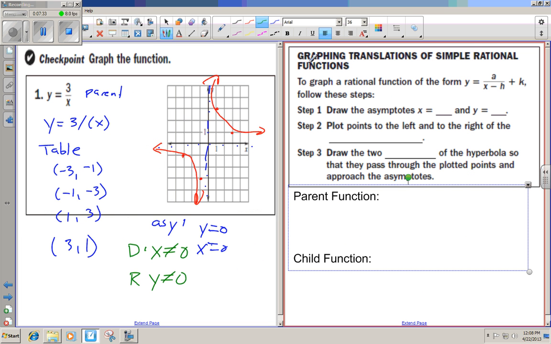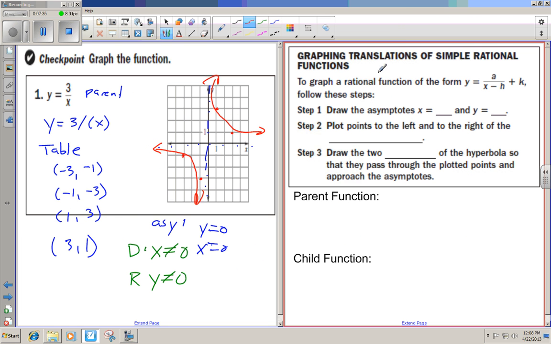Now, here we are with the translation of simple rational functions. You're going to use a calculator for this still. So the asymptotes for this are at x equals h and y equals k. So whatever makes this opposite is the asymptote. That should make it easy for you to know what the domain and the range is, because the domain is where x does not equal the asymptote. Range is where y does not equal the asymptote.